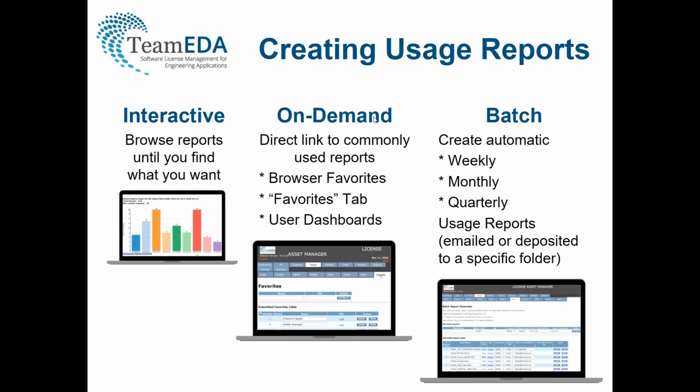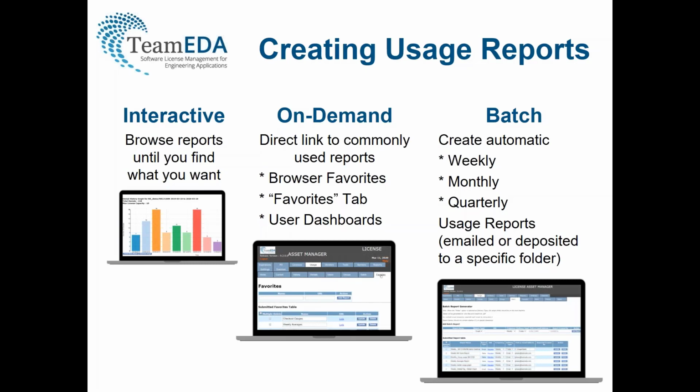The second way is what we call on-demand reports, and these are reports that are commonly used. You're going to be going back to that report commonly, but you don't know when, infrequently. And what you want is to be able to click on a hyperlink and generate the report really quickly and with the most current data in it. So there are browser favorites, so that report can be saved as a favorite in your browser, just like you would save any favorite in your browser. We also have a favorites tab. So you go to the tab and click on the report that you want, and boom, it pops up with the most current data in.